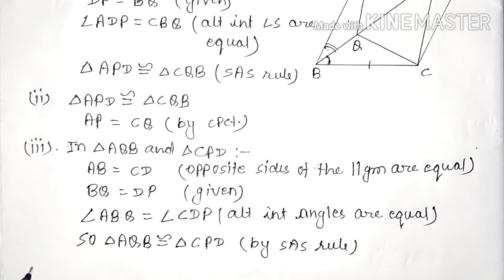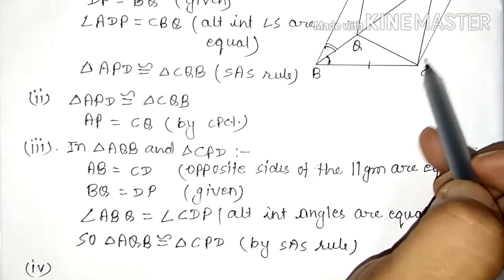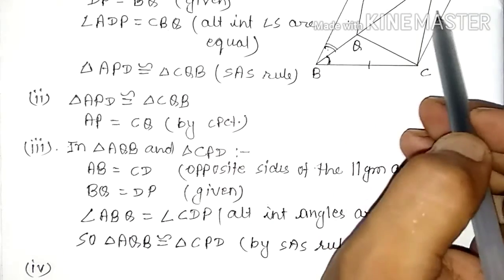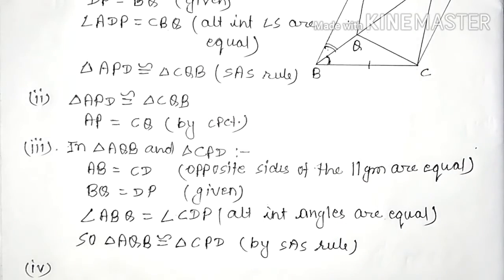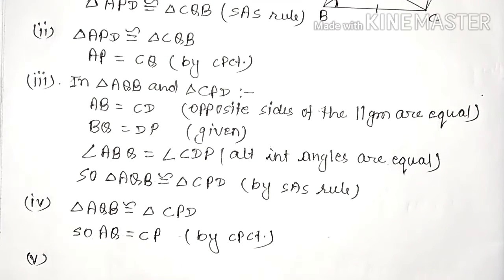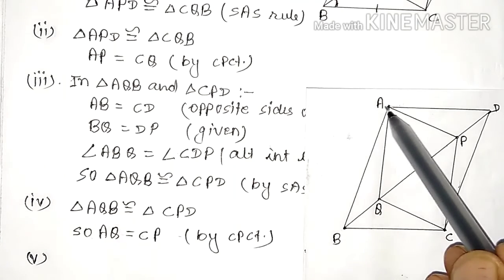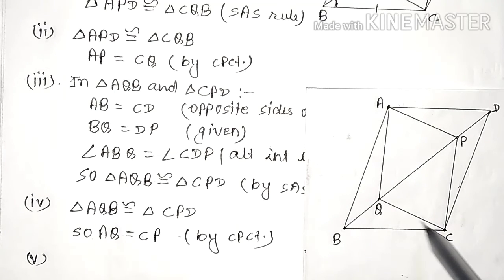Now fourth part, what we have to prove in the fourth part? We have to prove AQ is equal to CP. This is the corresponding part of the congruent triangles. So AQ is equal to CP. In fifth part, what we have to prove? APCQ is a parallelogram. This is APCQ, this is the parallelogram. We have to prove it.